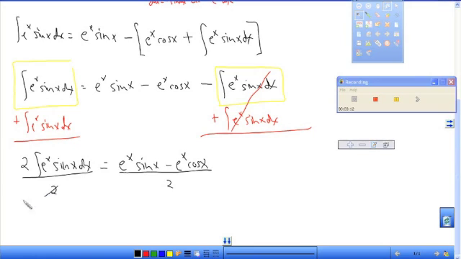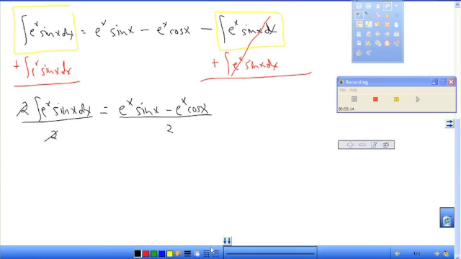That way I get that the integral of e to the x sine x is equal to 1/2 times the quantity e to the x sine x minus e to the x cosine x.